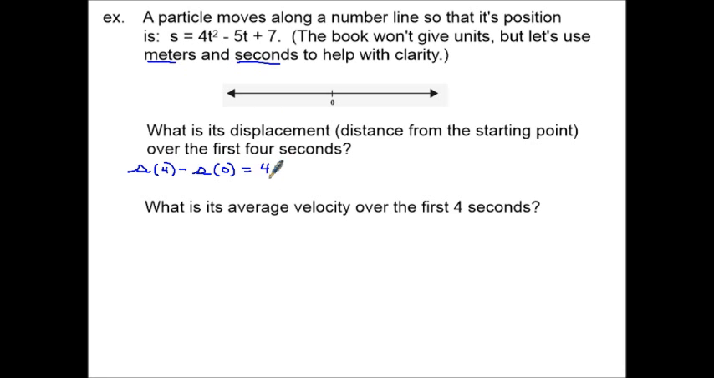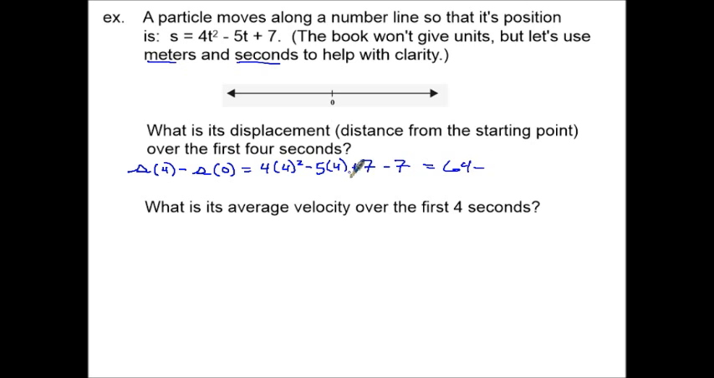So 4 times 4 squared, 5 times 4 plus 7. Then minus my position at 0 seconds. Well, that one's pretty easy to figure out, because if I plug in a 0, the first two terms cancel out and I'm left with just the 7. So minus 7. What's nice is those 7's cancel. So basically what I have here is 4 squared, which is 16 times 4, which is 64.